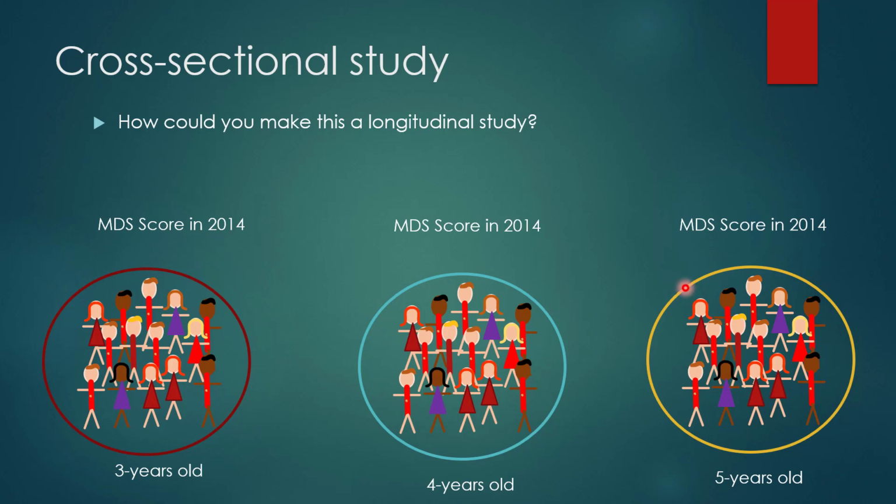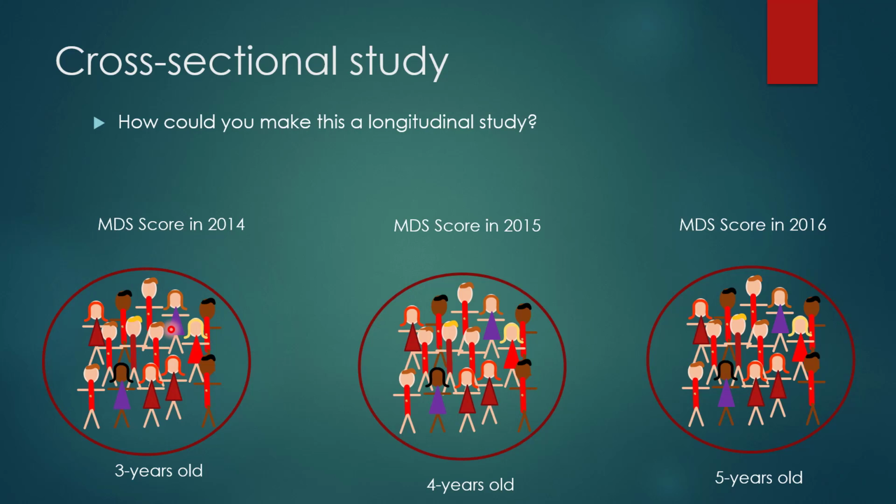So looking at this was our example of our cross-sectional study. We looked at the MDS scores for 3-year-olds, 4-year-olds, and 5-year-olds in 2014. How could we make this a longitudinal study? If we just took these 3-year-old scores and we measured them over time. We measured them in 2014, 2015, and 2016. But again, we see the strengths and the weaknesses of both. So that's what this is showing you here, 2014, 15, and then 16. That would make it longitudinal in nature.